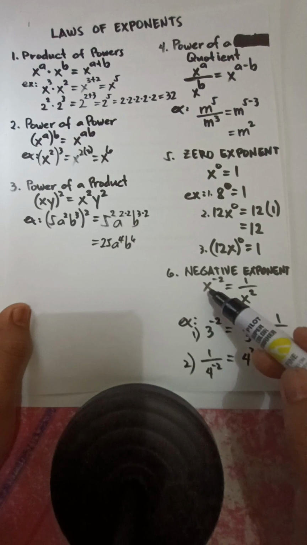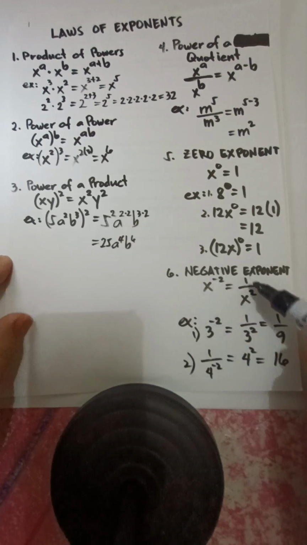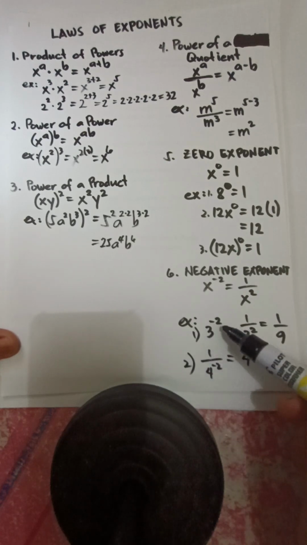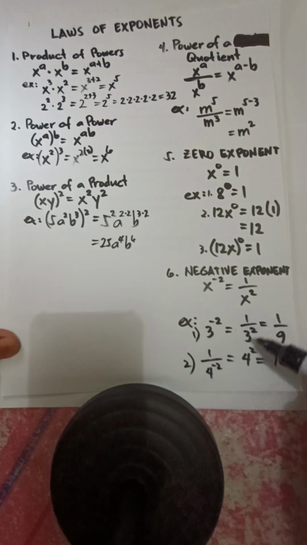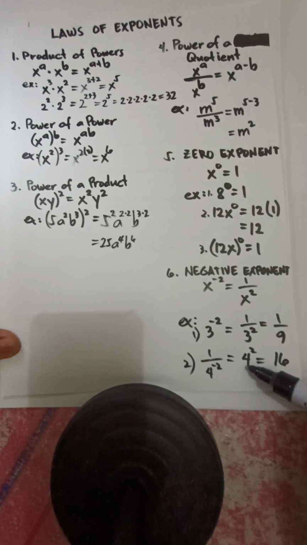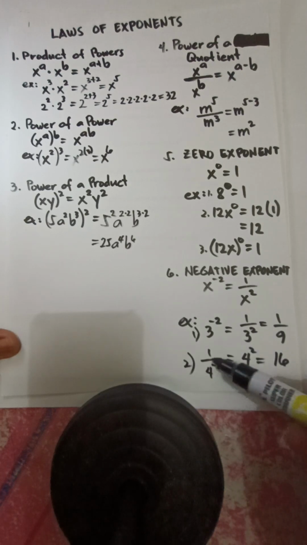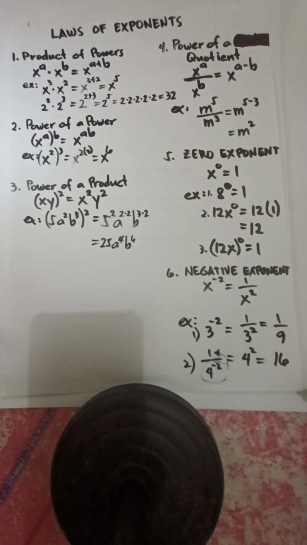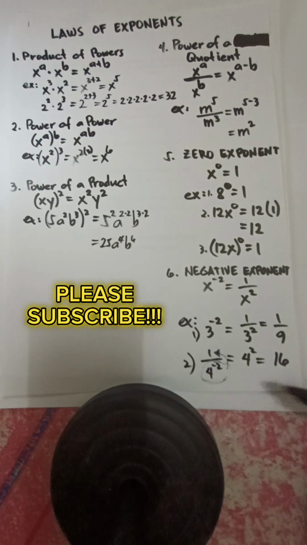Negative exponent. X raised to negative 2 is equal to 1 over x squared. So example, 3 raised to negative 2 is equal to 1 over 3 squared, which is 1 over 3 times 3, or 9. And number 2, 1 over 4 raised to negative 2 is equal to 4 squared. So since it is in the denominator, we raise it again to the negative exponent to make it positive. So we have 4 squared is equal to 16.